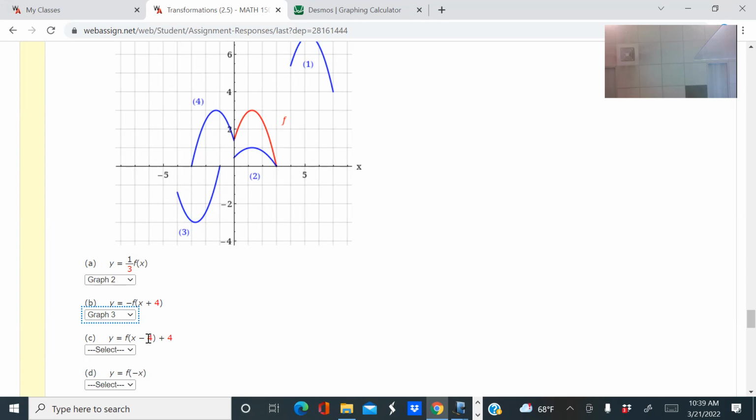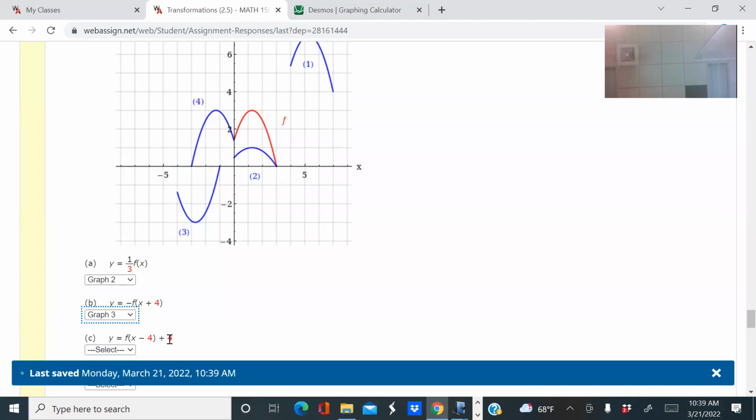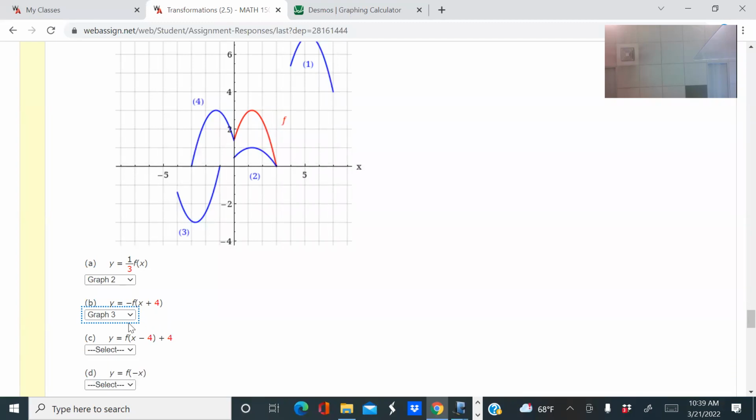That one's pretty easy to describe. What does that do? Shift to the right and up, right. If you brought the 4 to the left-hand side, you would have y minus 4 equal f of x minus 4. So it's the same thing happening to both the y variable and the x variable. You're shifting right and up. So is that this one? So that's got to be graph 1.